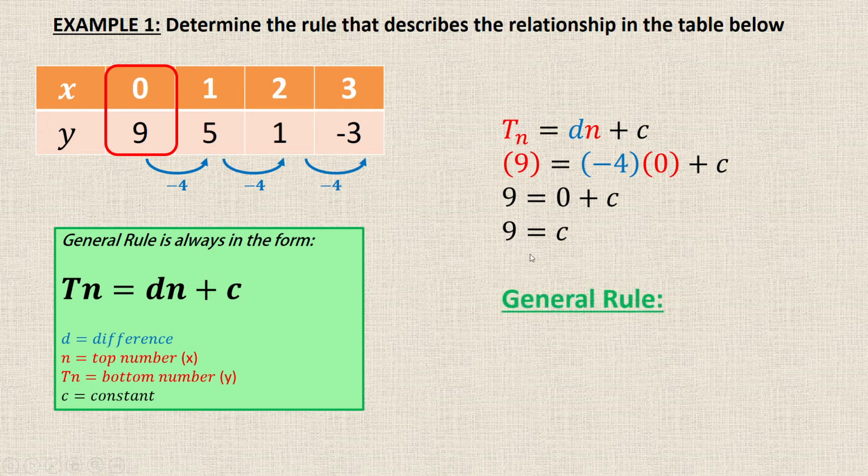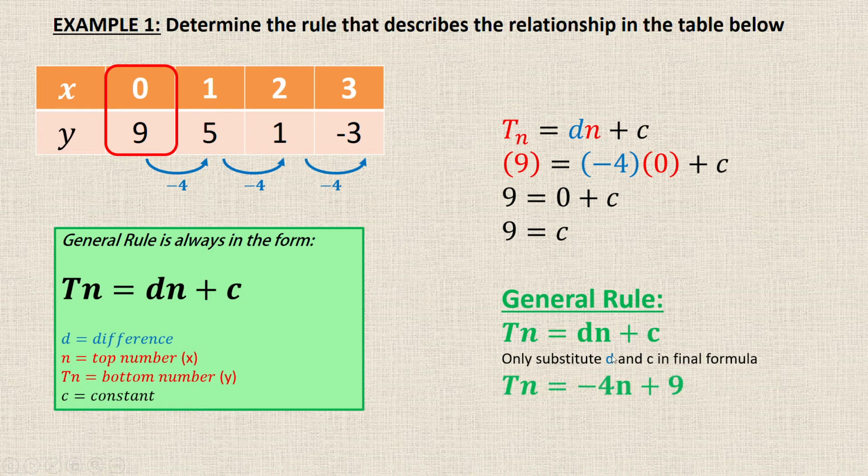In my general rule, the only things that I substitute are my difference and my c. n and tn remain the same. So my general rule formula for this specific pattern is tn is equal to -4n plus 9. And you can check it. Is -4 times 1 plus 9 equal to 5? Yes, it is. Okay, let's do another example.